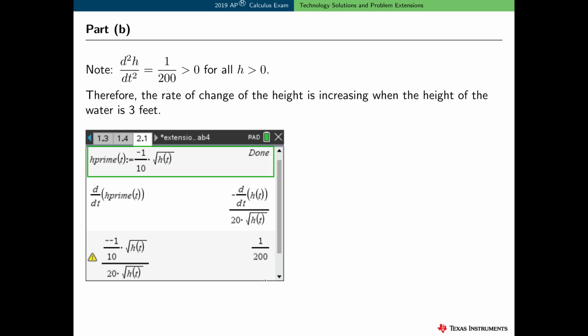And here's a technology solution. Perhaps a little excessive and clumsy, but at least here's a way to confirm my result. I defined a new function, h prime. In the context of this question, this is dh/dt. I found the derivative of h prime with respect to t. And finally, I used the expression for dh/dt given in the problem. I feel pretty confident in my answer, 1 divided by 200.